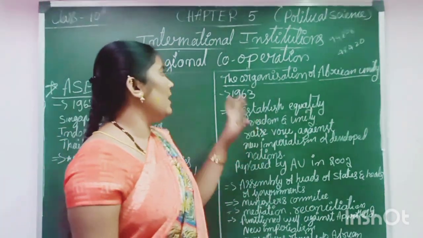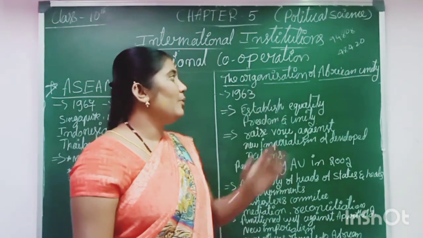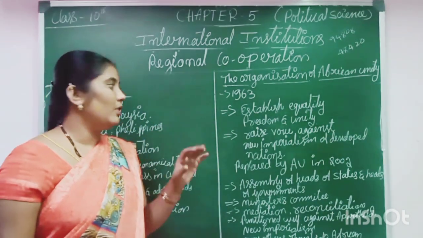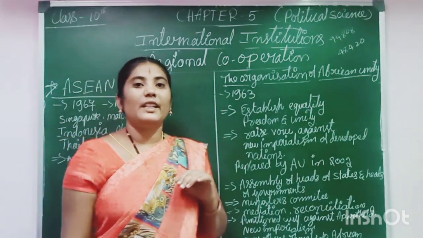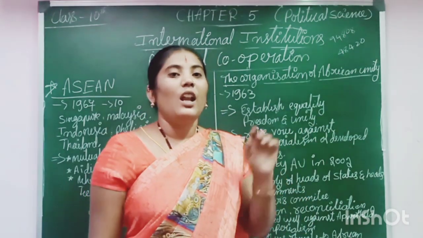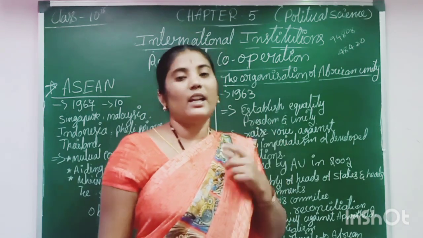Then the next one is the Organization of African Unity. Okay, OAU, the Organization of African Unity. It was founded in the year 1963. After the independence of all African nations, among themselves, they made their own treaties or own agreements.